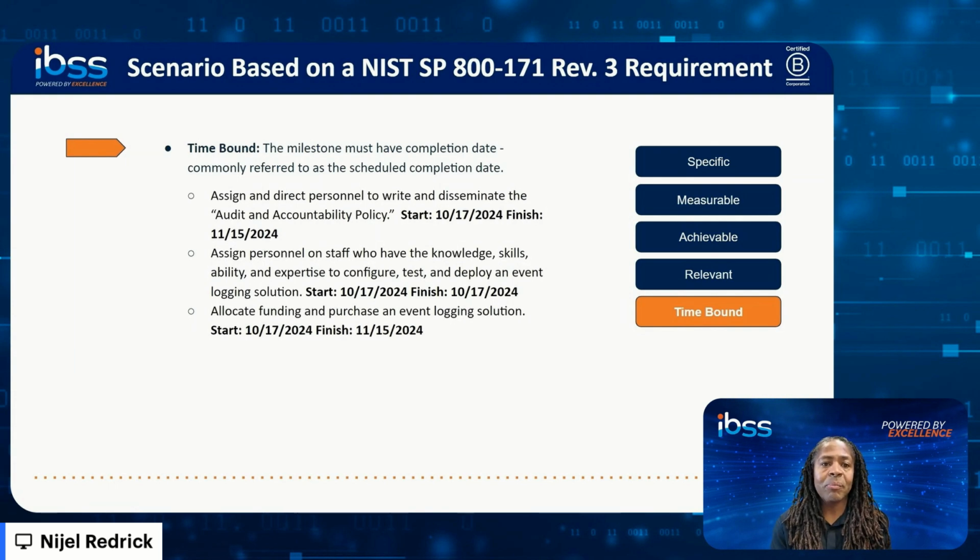And then we're going to make sure that we assign personnel to do the work. And we only have 1 day for that. Why is that? Because it doesn't take a long time to assign someone to actually configure, test, and deploy the solution. And then we have scheduled about a month to look at allocating funding and purchasing an event logging solution. That approximately month time frame allows for the meetings to take place and any other types of budgetary discussions that take place at the organizational level.